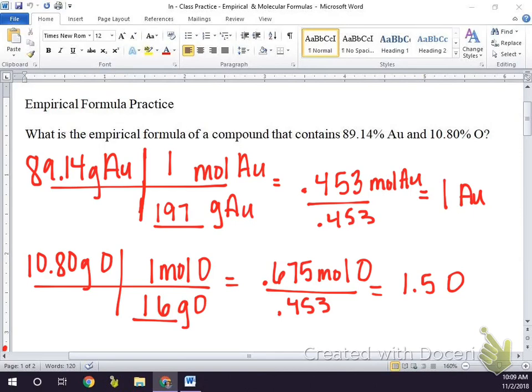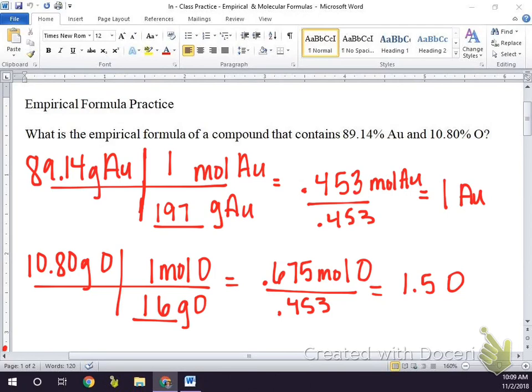Build our compound, right? So gold and oxygen put together is an ionic compound. Which needs to come first? Gold, right? Usually they're listed in the order they need to go. That's just a little side note here: if you're unsure when you build your compound, just put them in the order they came in the problem.